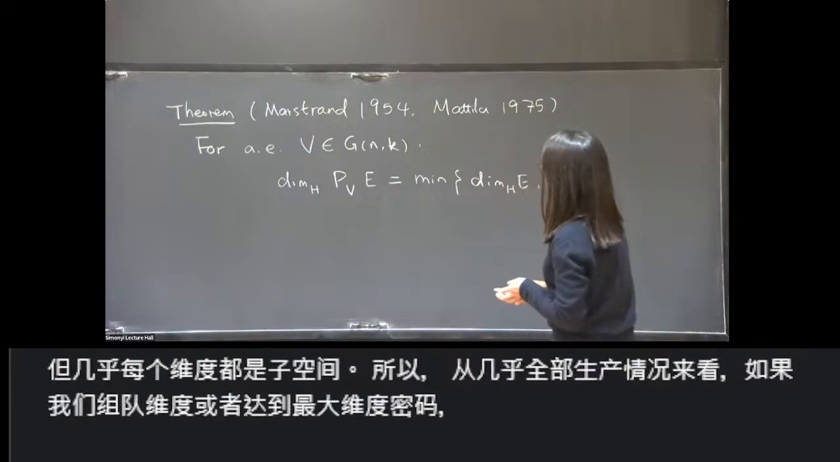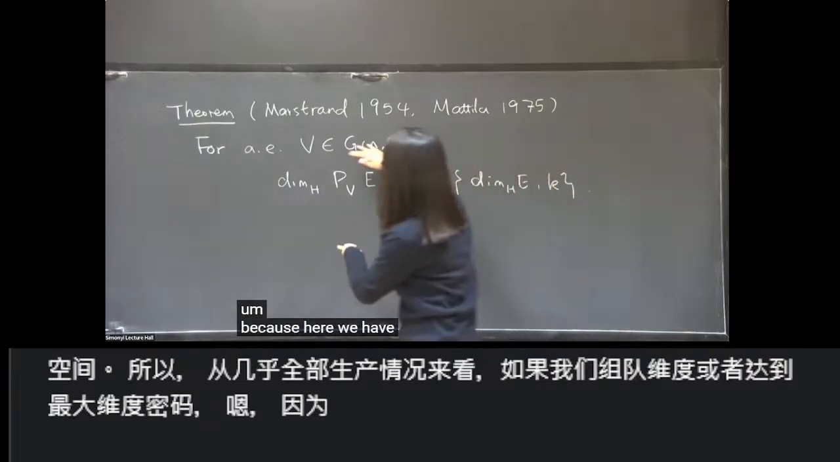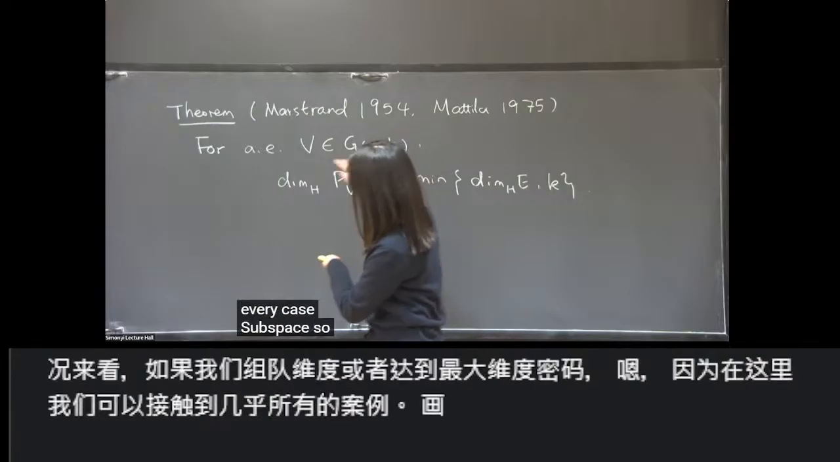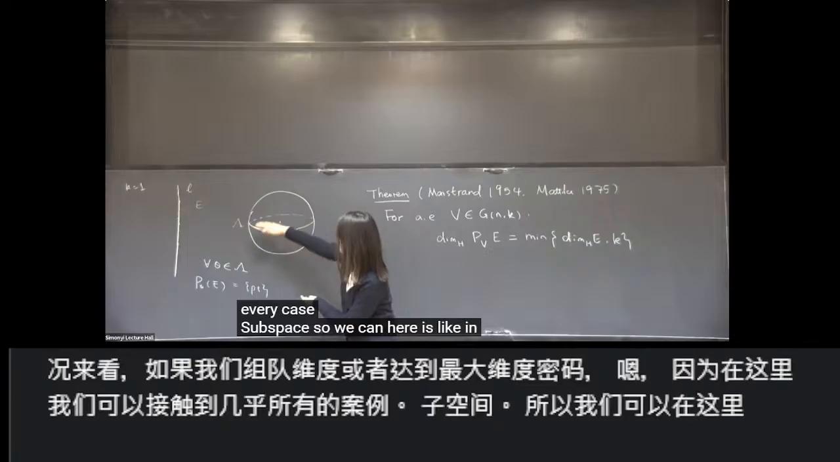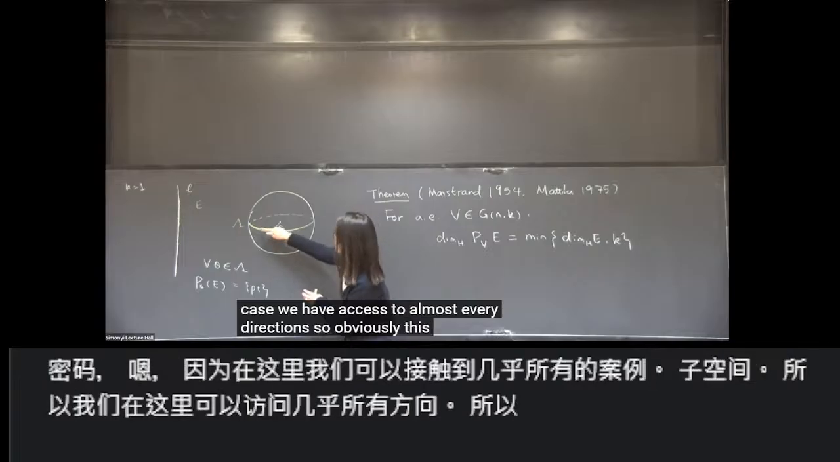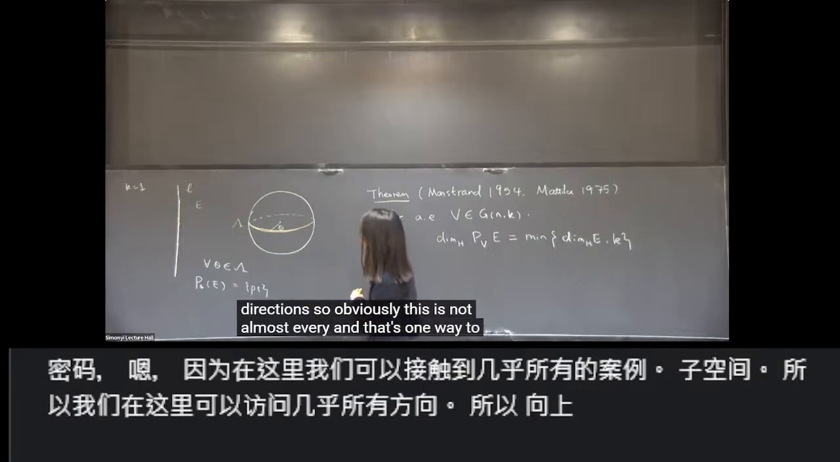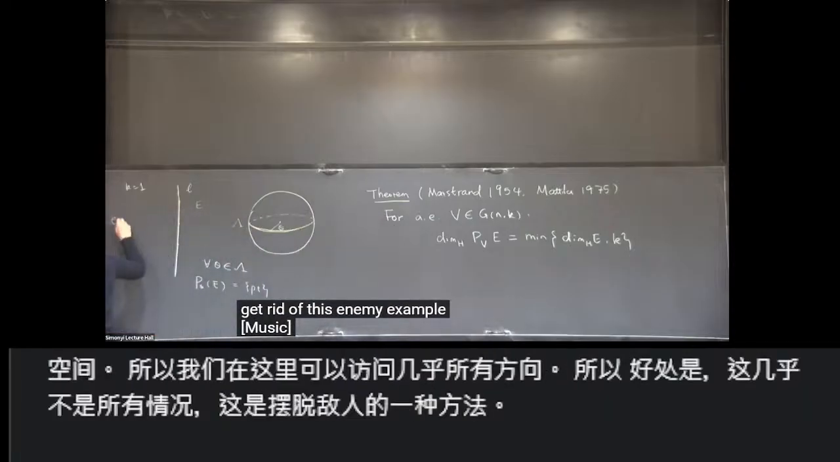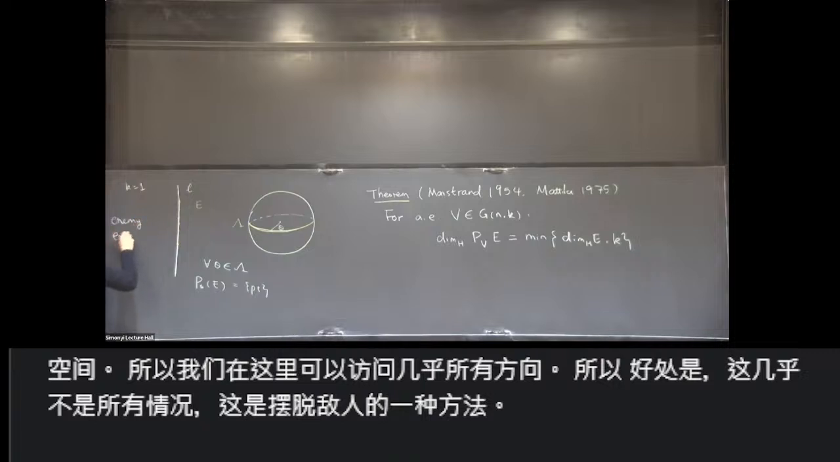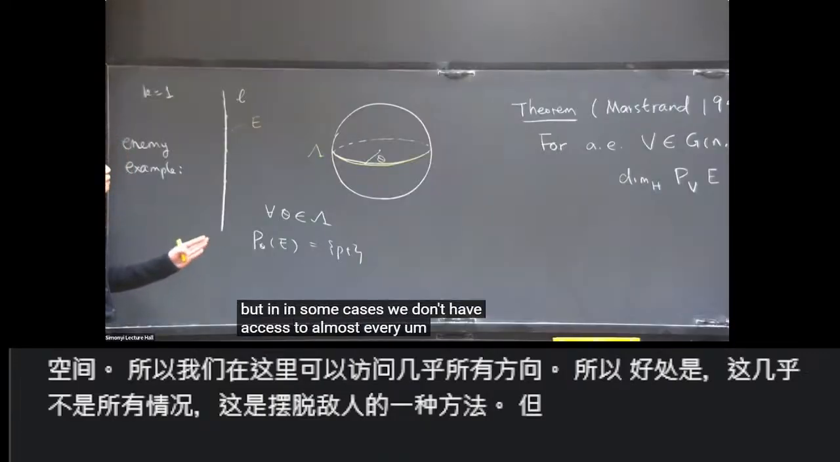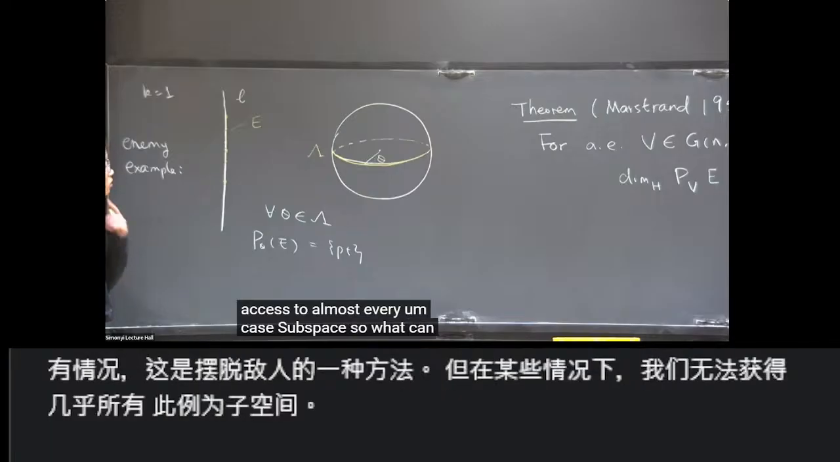Now, because here we have access to almost every k-dimensional subspace, in this case we have access to almost every direction. So this is one way to get rid of this enemy example. But in some cases, we don't have access to almost every k-dimensional subspace. So what can we do?